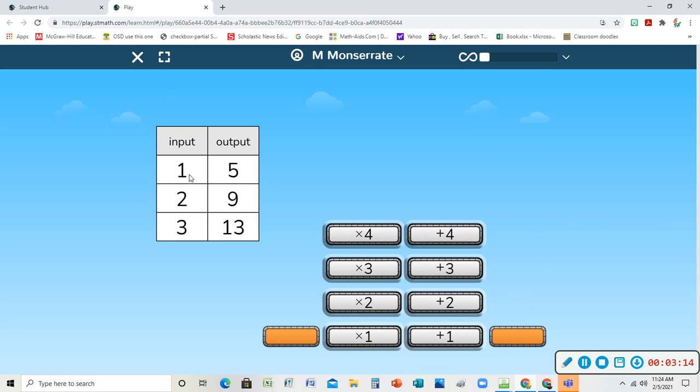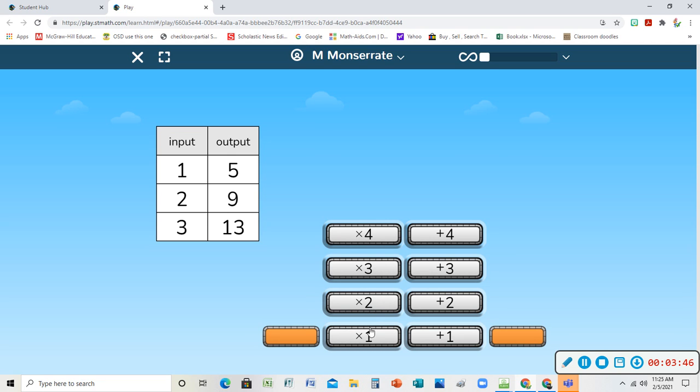All right, so let's see this one. 1, I get 5. 2, I get 9. 3, I get 13. So I'm just going to try different things. If I take 1 times 1 plus 4, right, that would give me 5. Will that work here? 2 times 1 is 2, plus 4 would be 6. Sorry, right, that's not going to work. So then I know it can't be that.